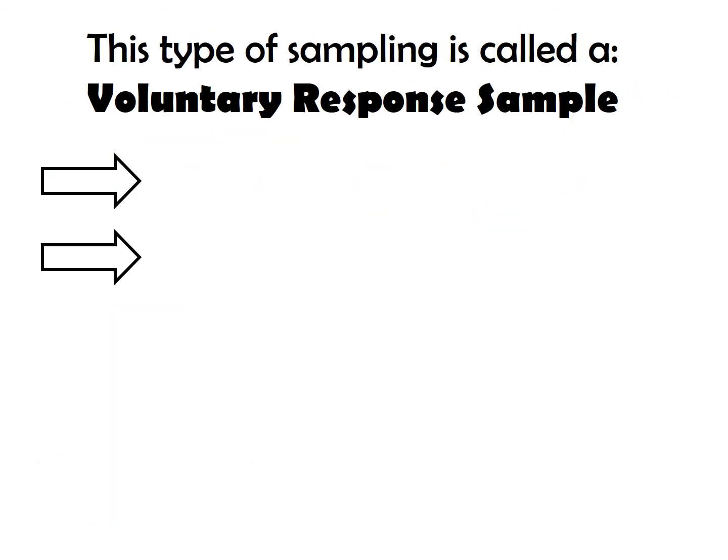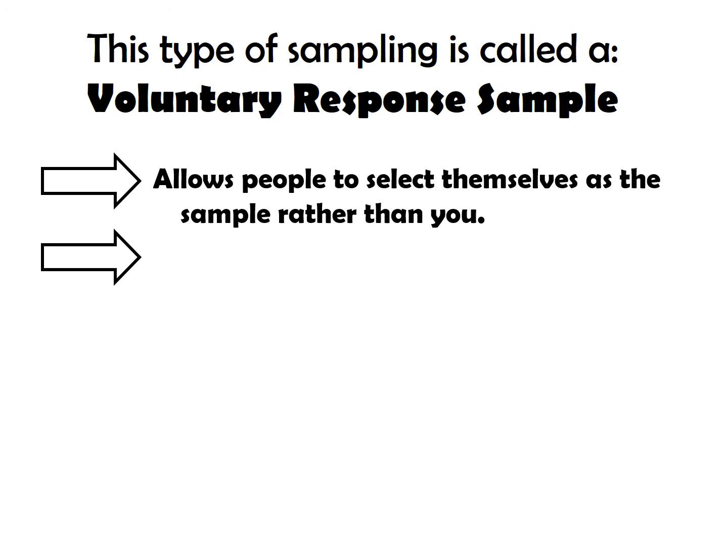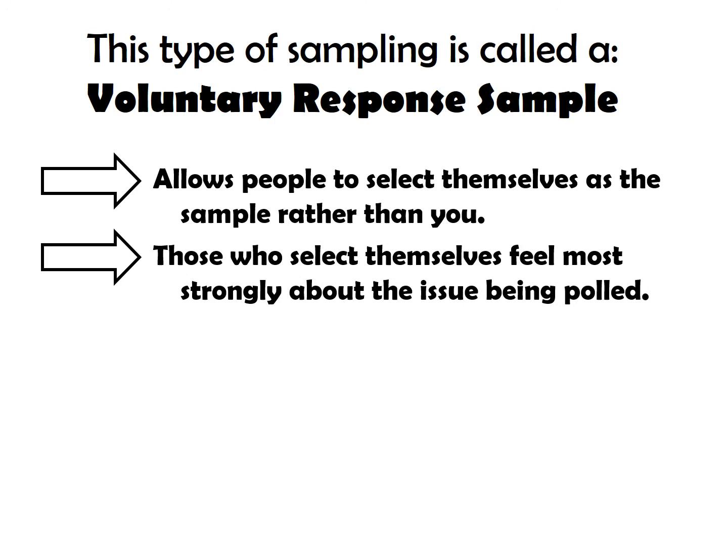This type of sampling method is called a voluntary response sample. This allows people to select themselves as a sample rather than you. Those who end up texting in are probably feeling pretty strongly one way or the other. So those who select themselves feel most strongly about the issue and therefore are more likely to text in or volunteer their response.